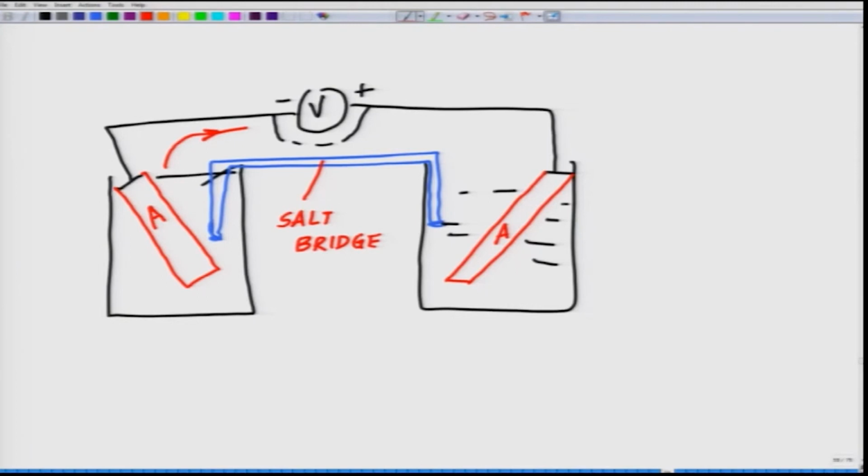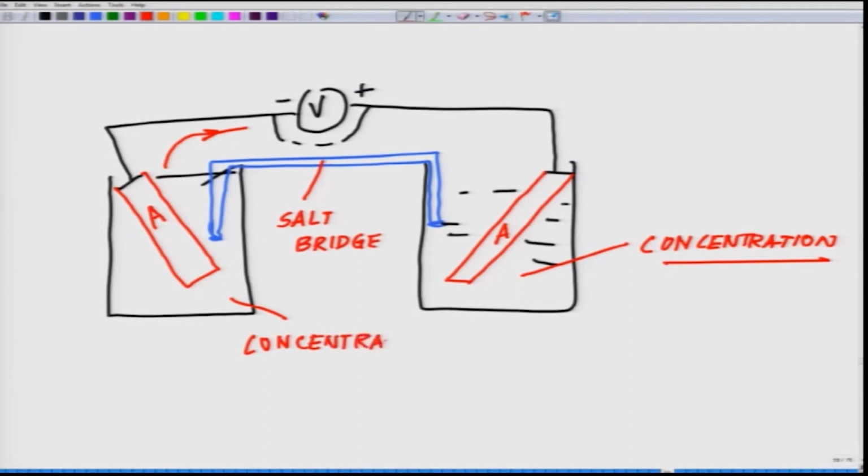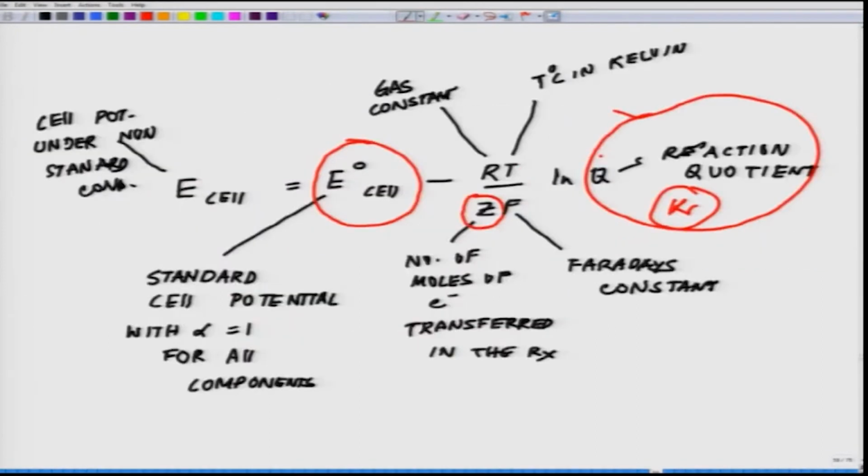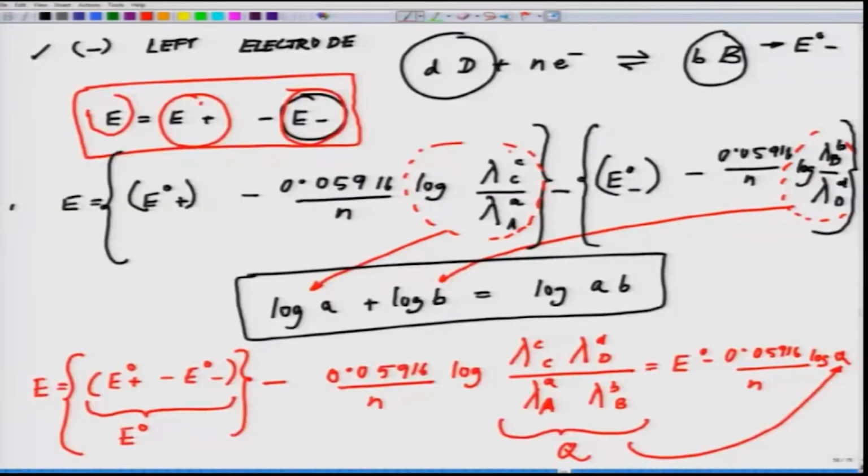Could current flow? Here I am saying it can flow, provided the concentration of the electrolyte, or the concentration of the reactant analyte, varies. Why is it so? Because if you look at the expression, the expression goes from left to right.